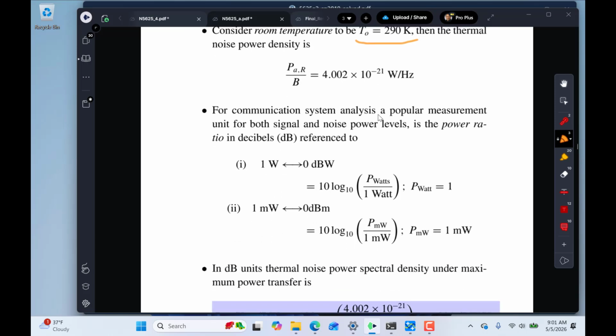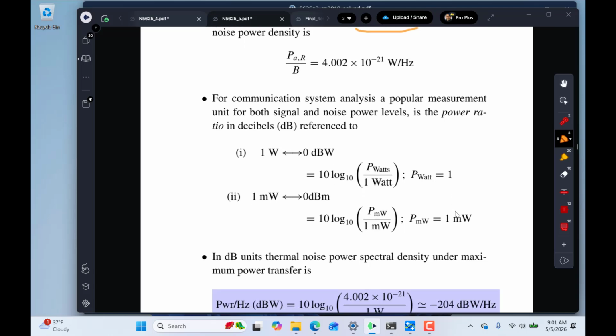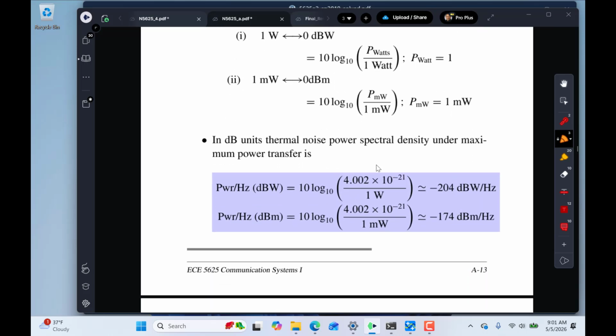So in a comm system, we generally work with signals in decibel watts and decibel milliwatts. So 1 watt corresponds to 0 dBW, 1 milliwatt corresponds to 0 dBm, and these are just the definitions. Those of you taking the lab class dealt with this when? The very first lab, right? I got you started on this because it's just the way the instruments work. So 1 watt or 1 milliwatt. When we plug these values in and want to get it in dBW or dBm, we get these two results.